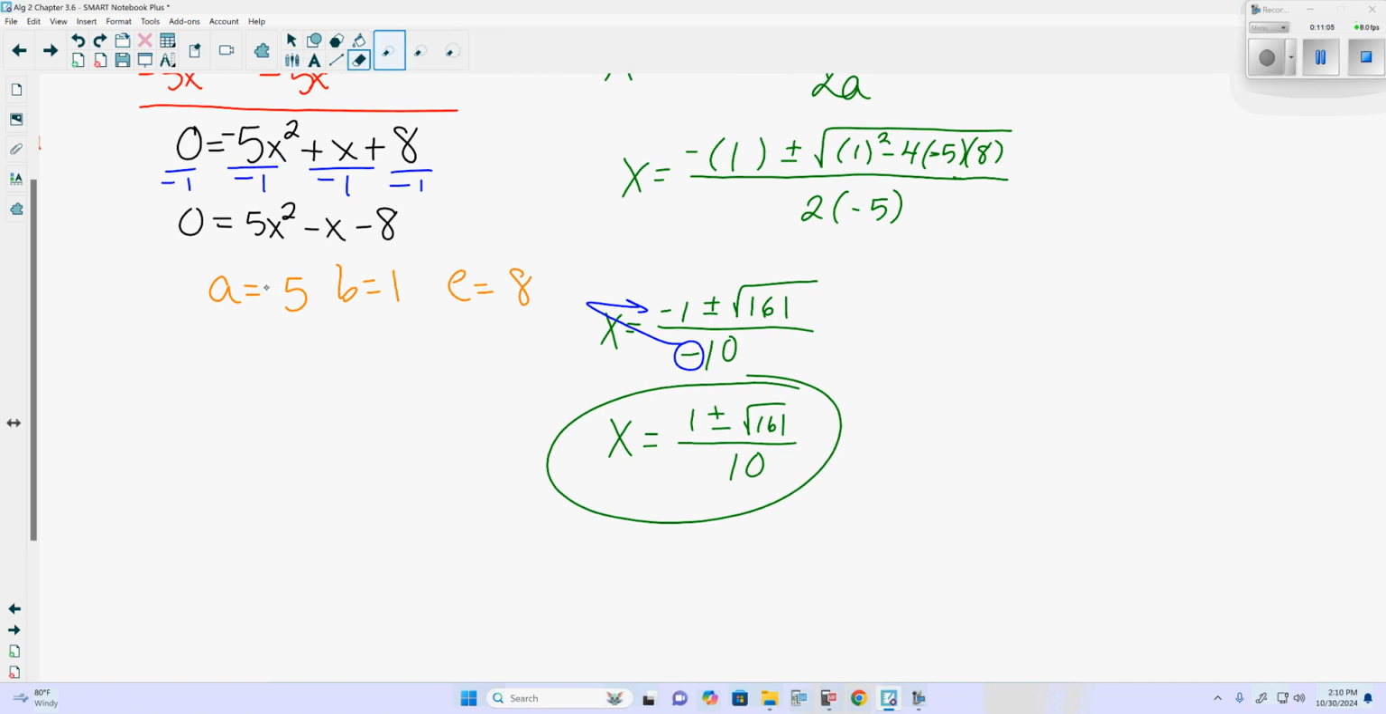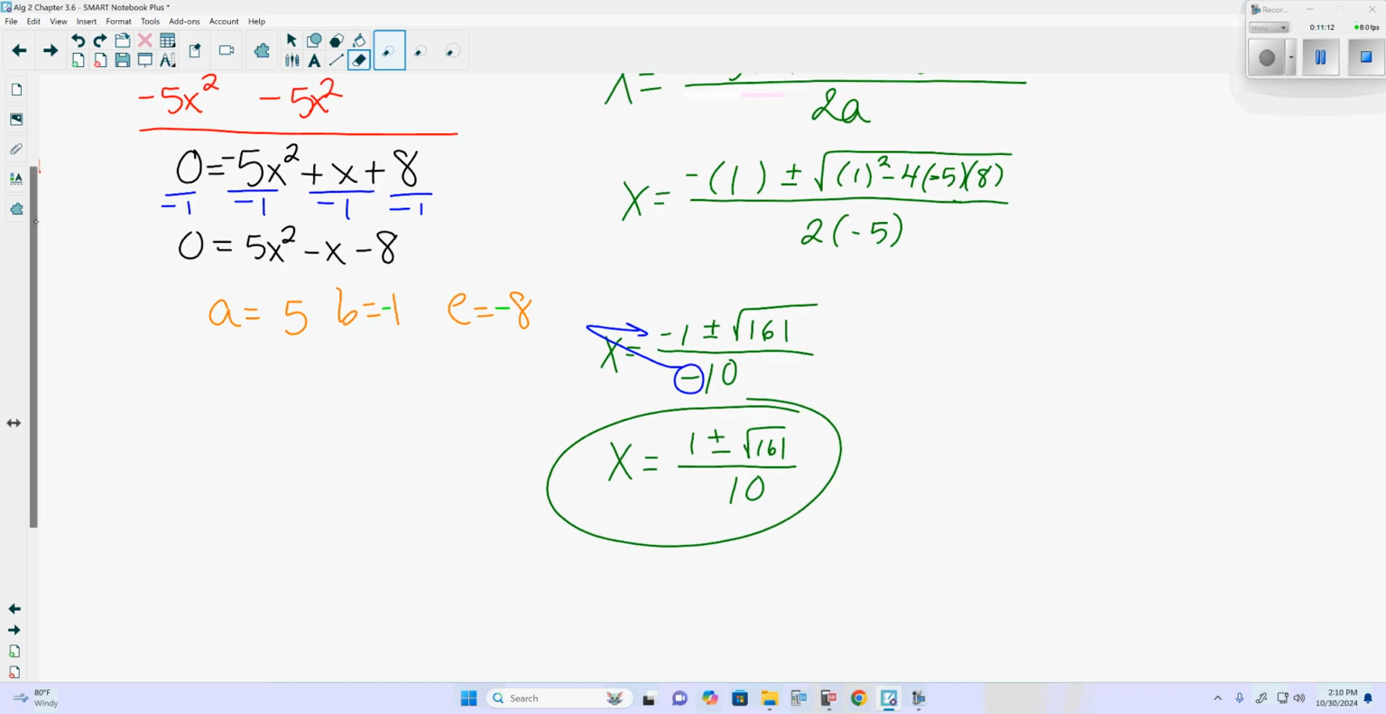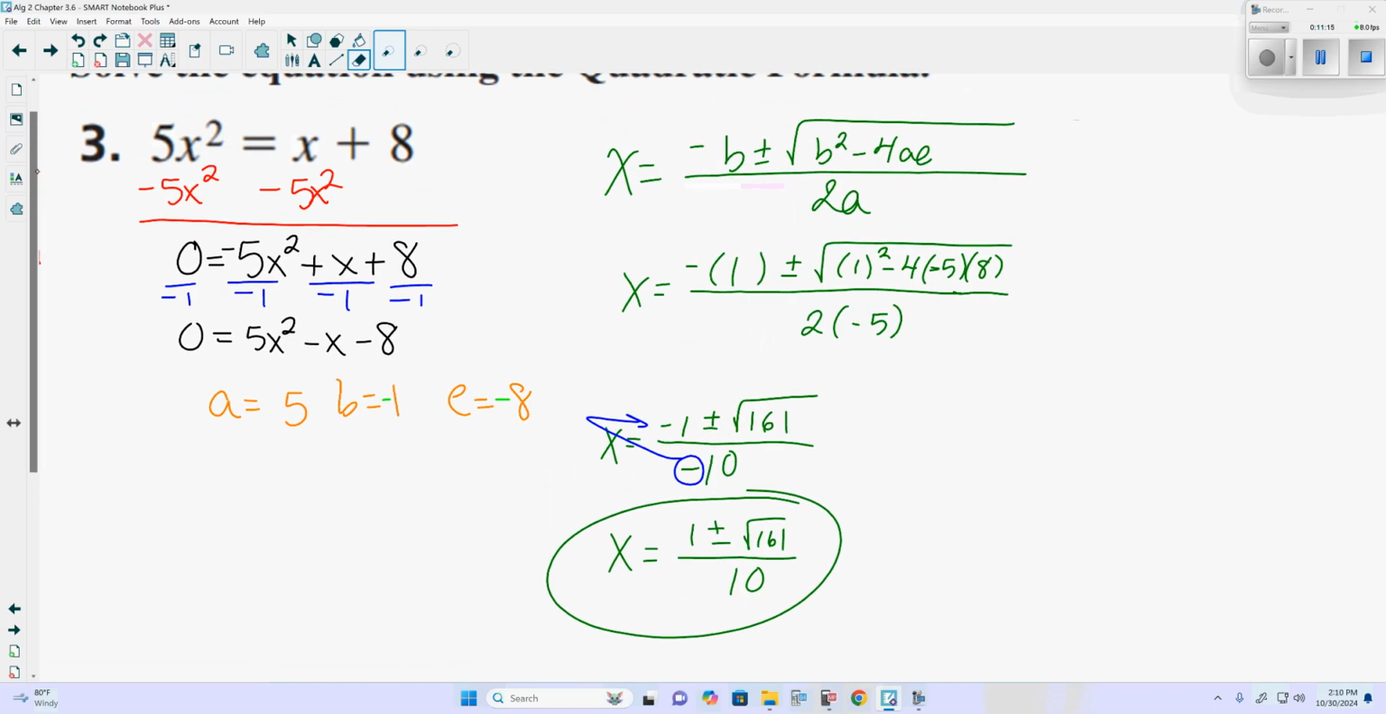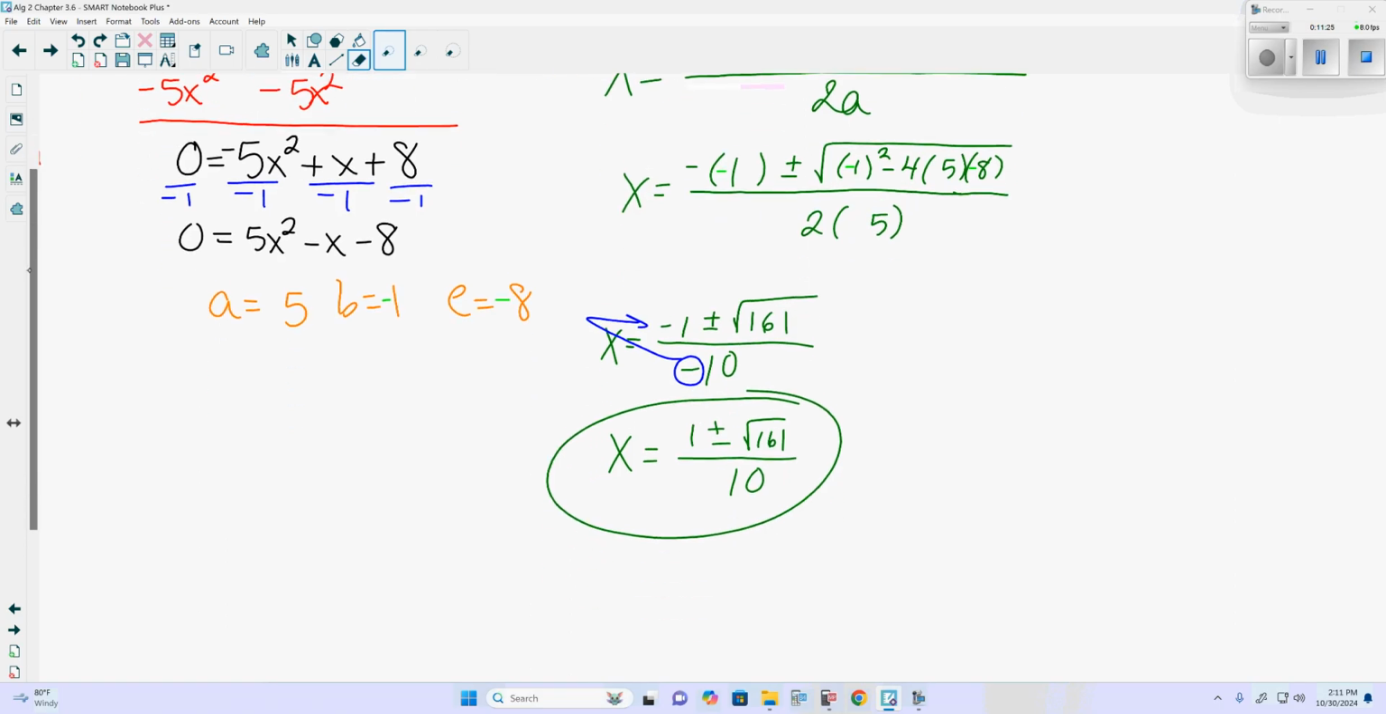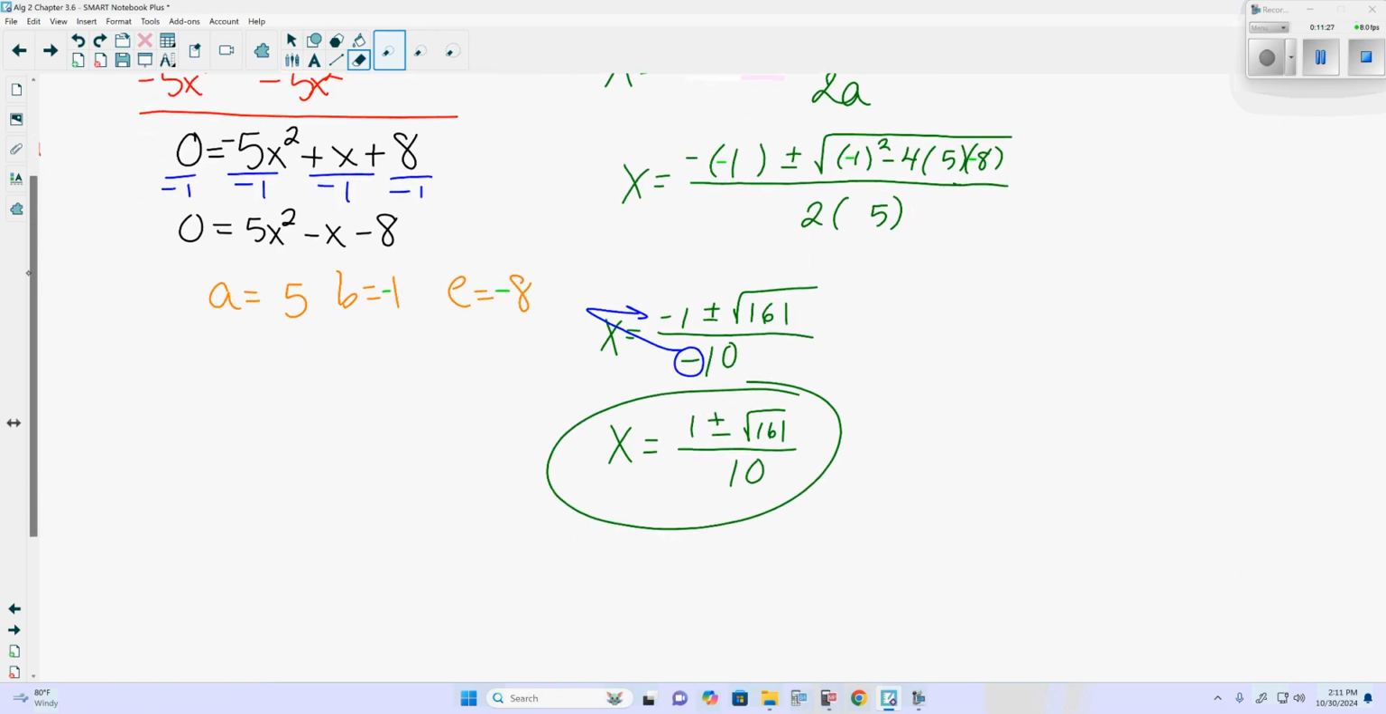Let's do this in green here. So our a value is now 5, positive, b is negative, c is negative, yes? Let's see how that changes it. Well, that's going to be negative, negative, positive, negative, positive. Well, that means our -1 is now 1. Our 2 times 5 is now 10. Well, that matches up closer to our final answer, doesn't it?